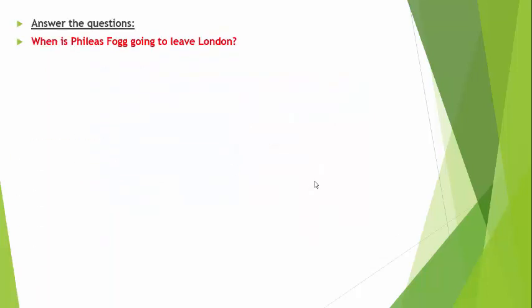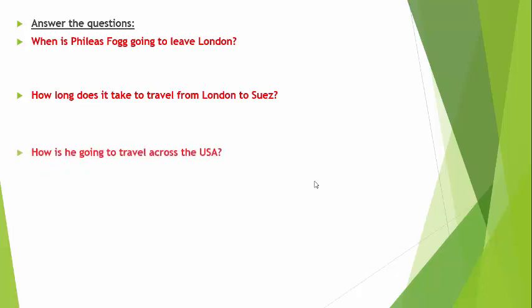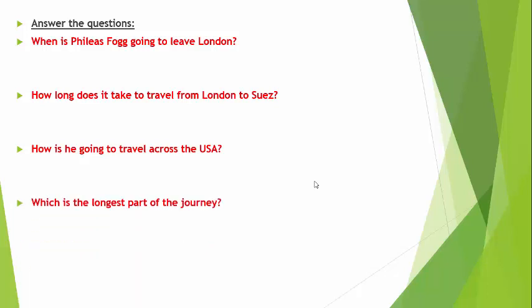Now I want you to answer the questions. Number 1, when is Phileas Fogg going to leave London? Number 2, how long does it take to travel from London to Egypt? Number 3, how is he going to travel across the USA? Number 4, which is the longest part of the journey? Last question, when is he going to return to London?